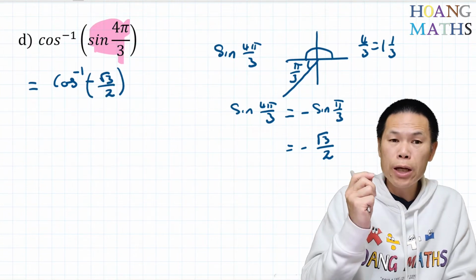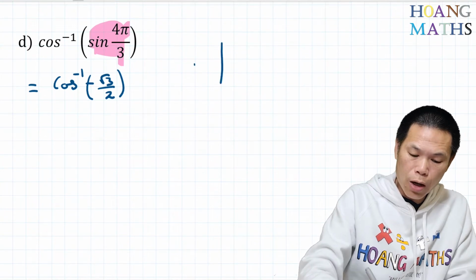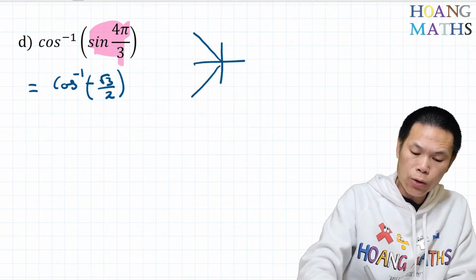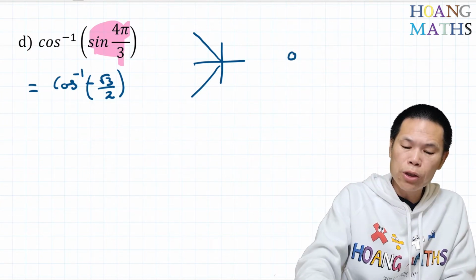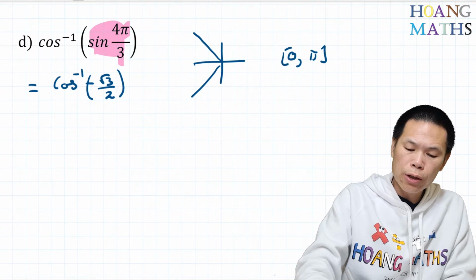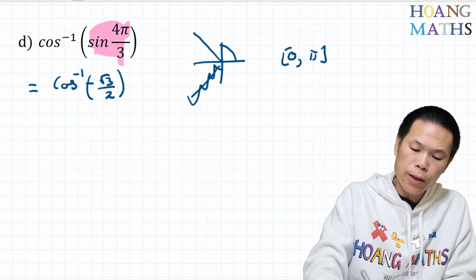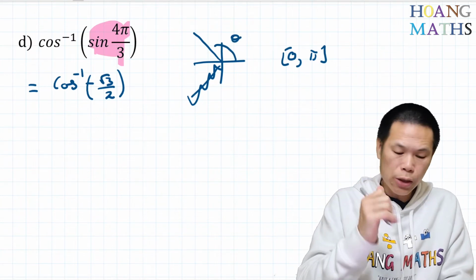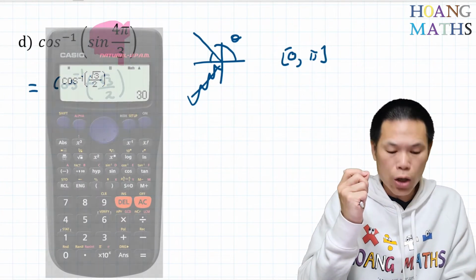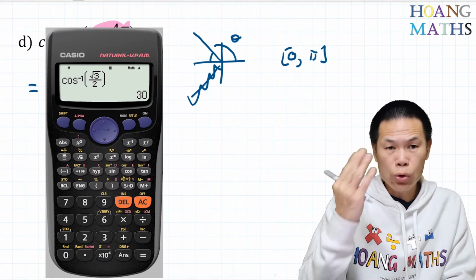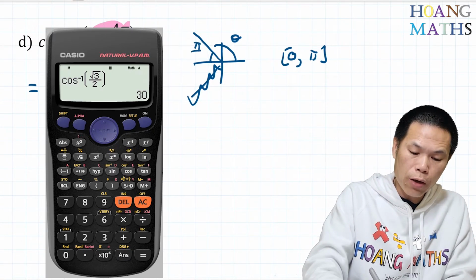And we know that for negative cos, it should be on this quadrant here, so the second and the third quadrant. However, for inverse cos, the range is from 0 to pi. So therefore, we ignore this quadrant here. So we need to work out this angle here. Now we just need to work out the reference angle, that is this angle here. So we just go inverse cos of root 3 over 2, and we should get 30 degrees, or pi over 6.